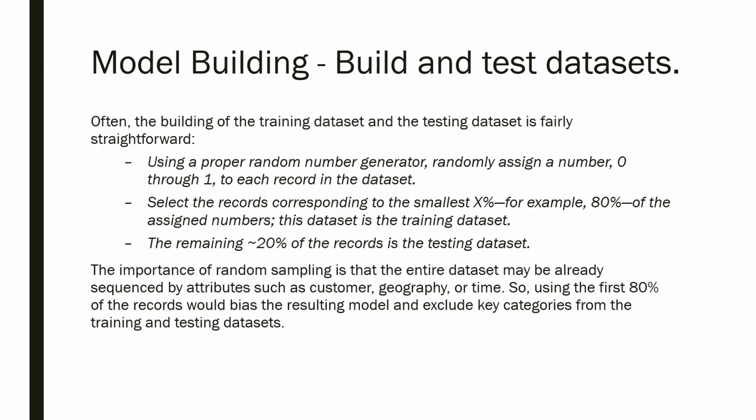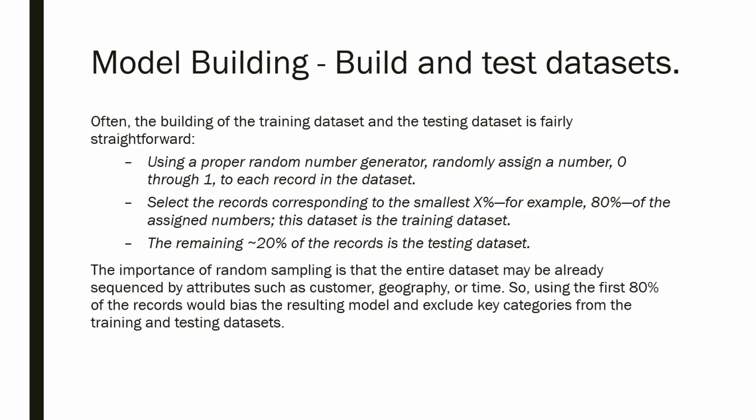So we need to build and test that data set. Here's a bit more information, a bit more maths on how you would actually go about doing that. Often the building of the training data set and the testing data set is fairly straightforward. You would generally use a proper random number generator, randomly assigning a number from 0 through to 1 to each record in the data set.